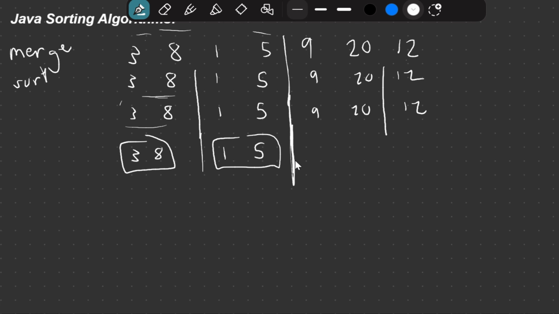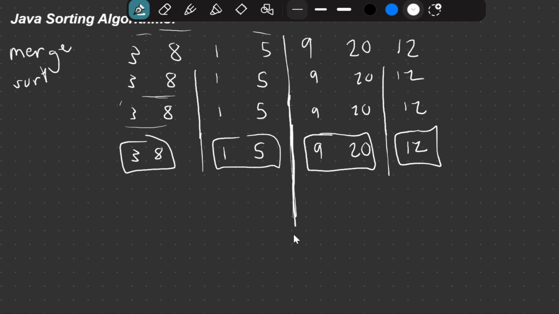Now moving on to the second half, we look at 9 and 20. Those two are already in order. And then 12 is by itself, so it's good. Next, what we need to do is merge these two together and put them all in order.